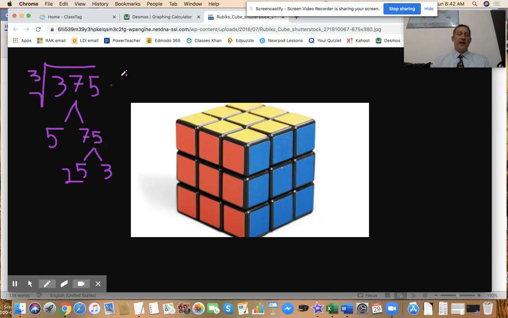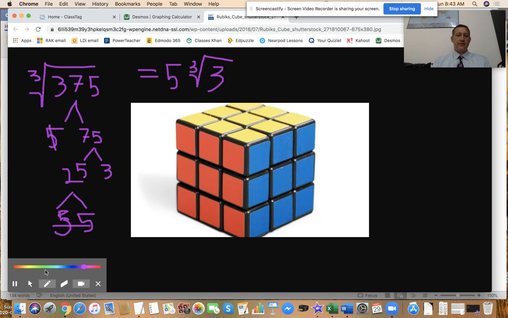Okay, so I see that this is divisible by 5. I can divide it by 5 1, 2, 3 times. So I can pull that 5 out. I can pull out those factors. What's left? It's a 3. So the 3 has to stay under the cube root. Okay? So the cube root of 375 is 5 times the cube root of 3.